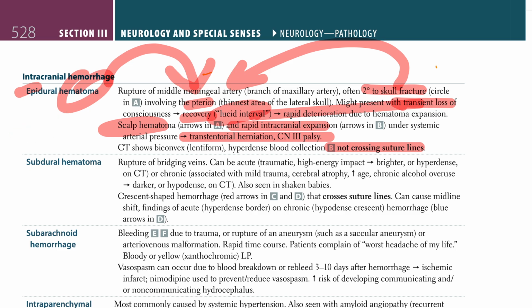So here's the sutures. Here are the sutures. Here's the dura. Dura is a type 2 suture, so you will see a lens-shaped, lentiform, biconvex lesion on the CT scan, hyperdense, meaning white blood will be seen. And that is all. Plus, on top of that, you will see midline shift.